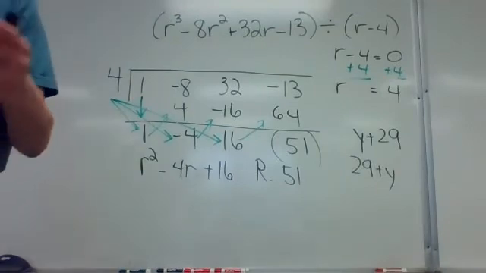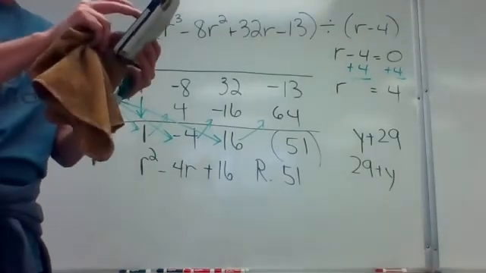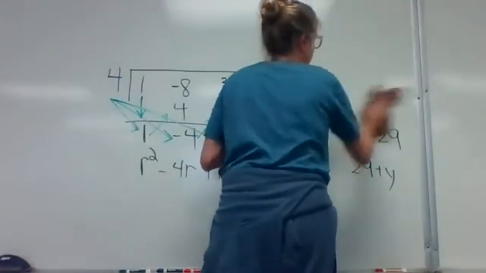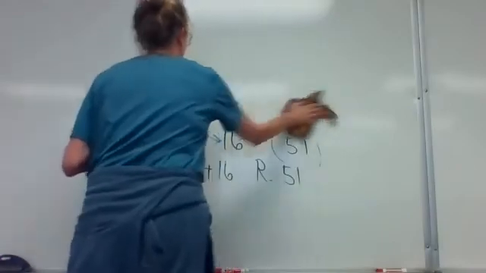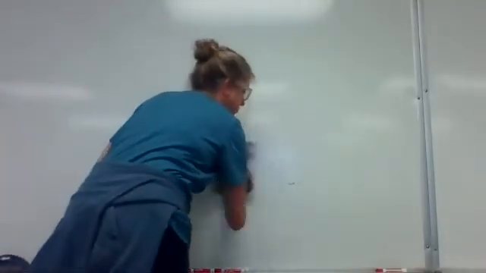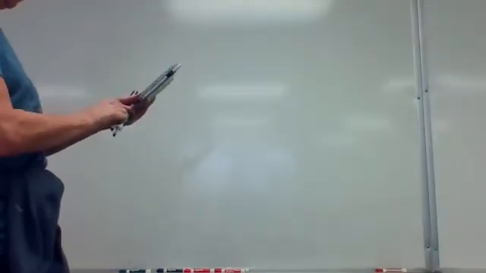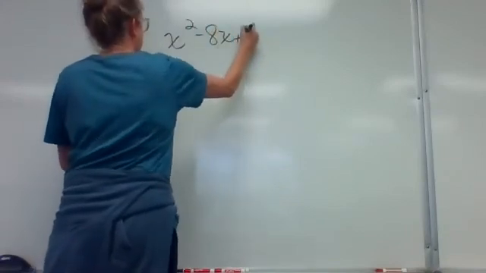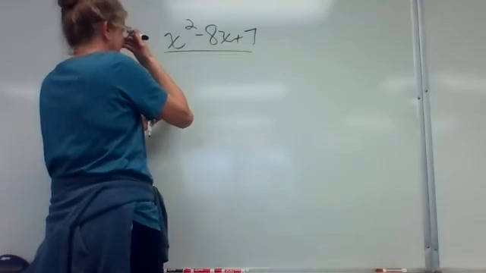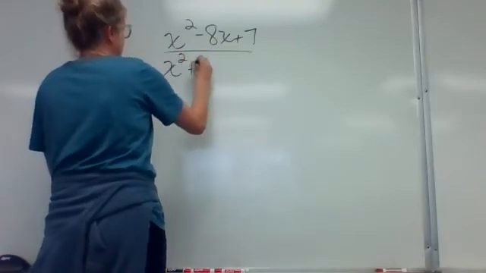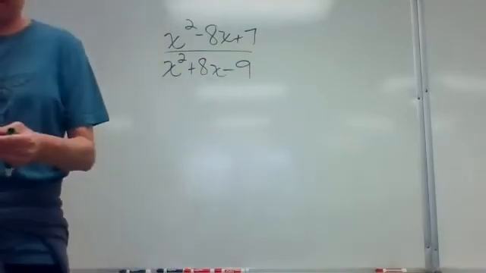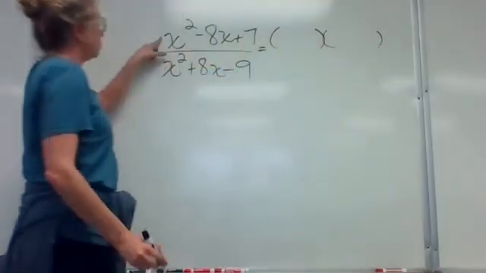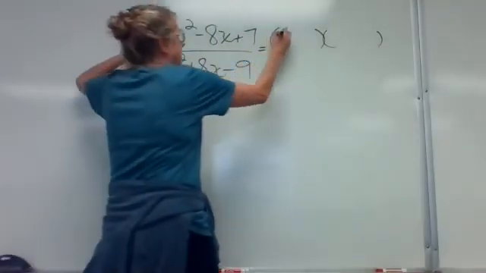All right, last one. Solve by removing factors of 1. So we're going to factor and then cancel on this last one. So I've got x squared minus 8x plus 7 over x squared plus 8x minus 9. All right, be careful factoring here. Right, they're both trinomials starting with x squareds. So x and x.